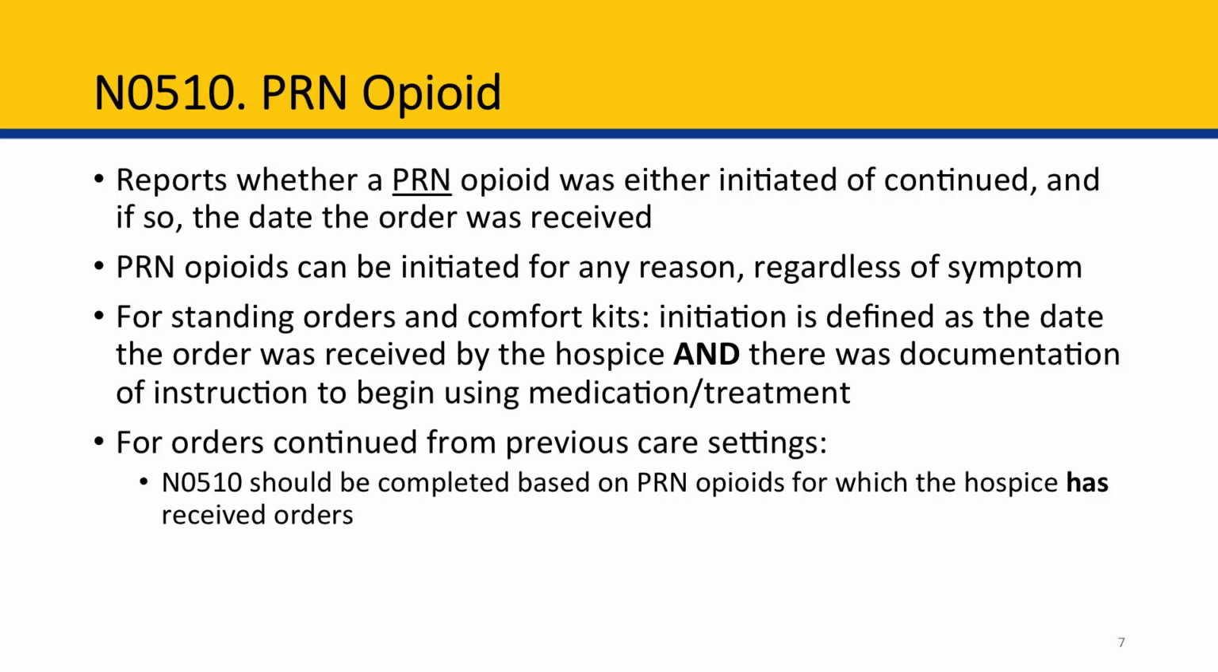The next item in Section N is N0510. This item collects information on opioids as well, but is exclusive to PRN opioids. Now let's look at coding tips for PRN opioids. N0510 reports whether a PRN opioid was either initiated or continued, and if so, the date the order was received. As with N0500, the PRN opioid can be initiated for any reason regardless of symptom.